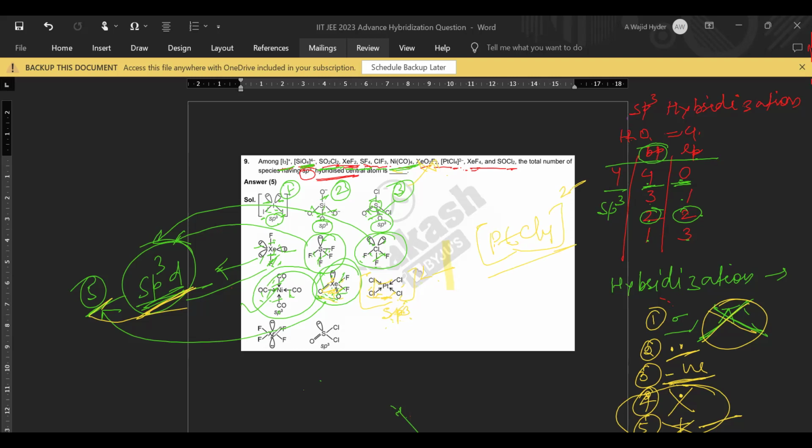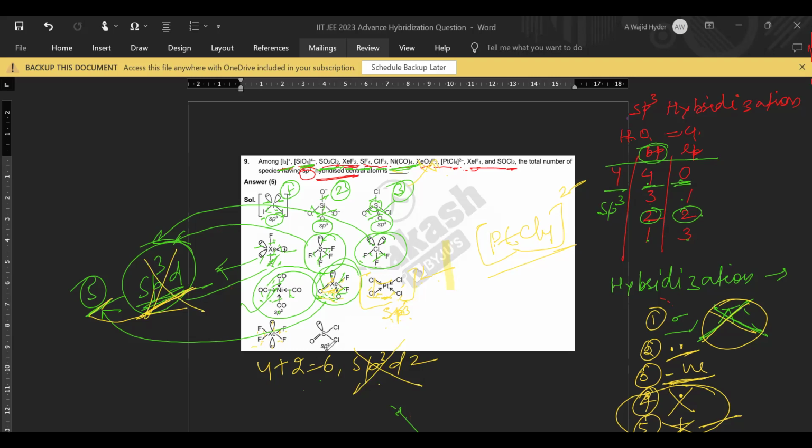Now see, in this XeF4, 2 lone pairs and 4 bond pairs are there. 4 bond pairs and 2 lone pairs, that is equal to 6. 6 means sp3d2 hybridization. So this is also not the answer because they are asking you just only sp3 hybridization.